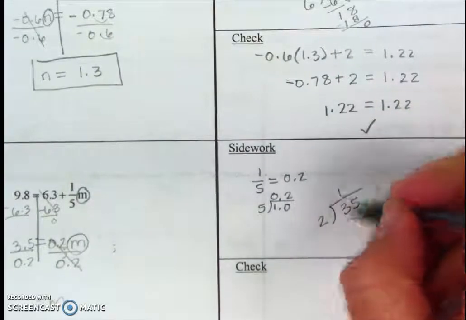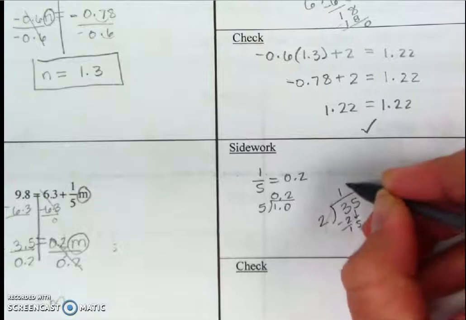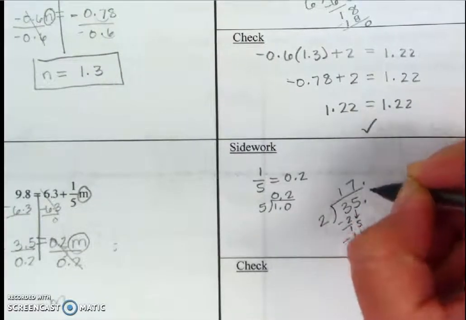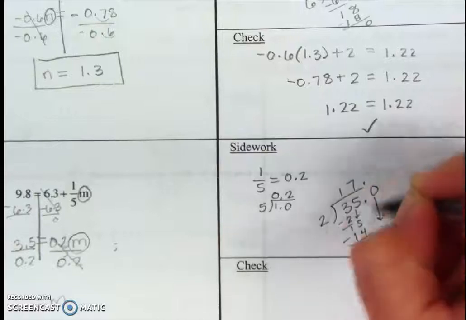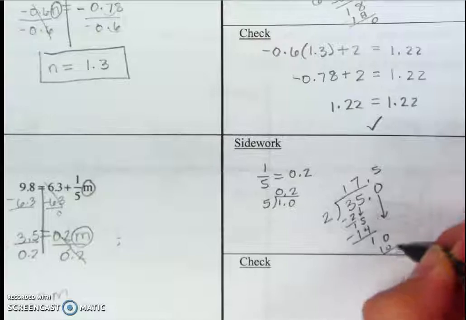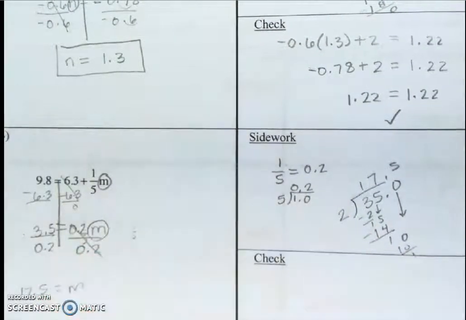I could take out 1 2 from 3, have 1 left over. How many 2's can I take out of 15? Well, 7. I'd still have 1 left over, so I'd bring down that 0. And how many 2's can I take out of 10? Well, 5. All right, so that means I would get 17.5 as my n.